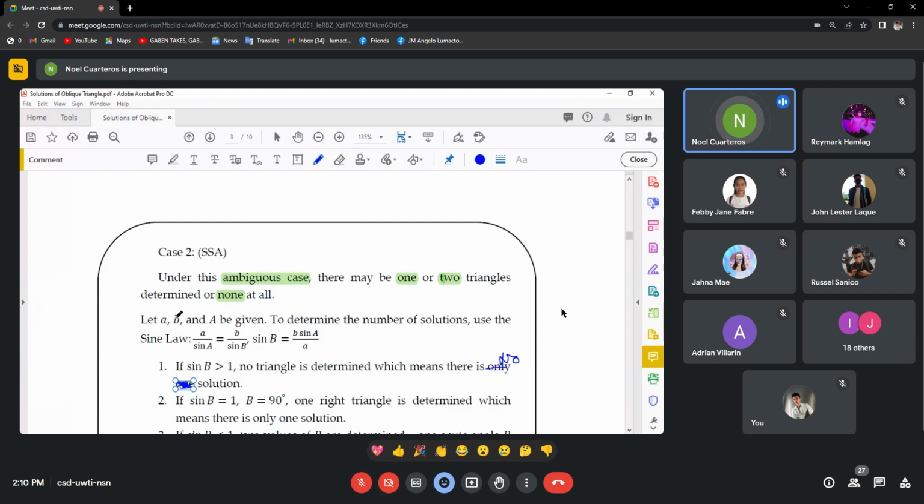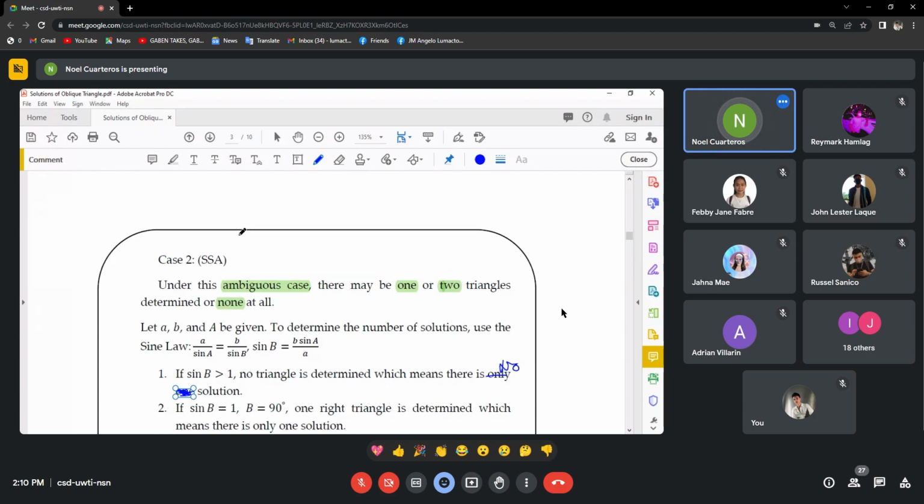So, let side a and angle A be given. To determine the number of solutions, use the law of sines, which is a over sine A is equal to b over sine B, where sine B is equal to b sine A all over a. Take note, dili necessary na AB ang side na gamiton og angle A.